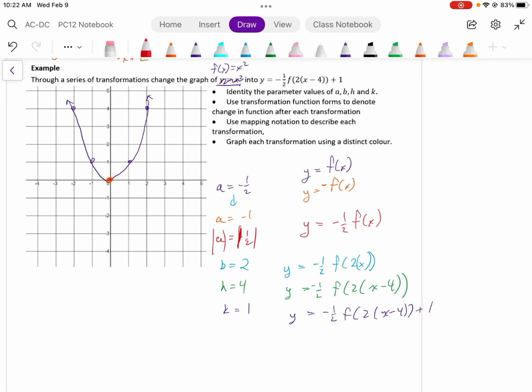I'm going to give this a go. I'm going to lay some groundwork for us here.